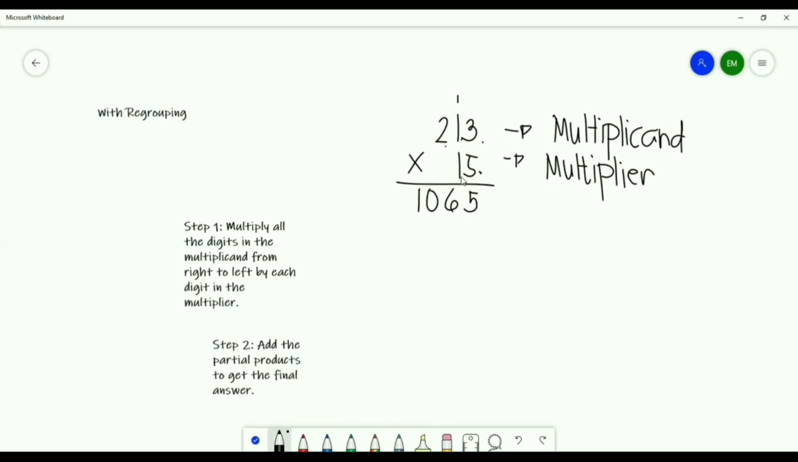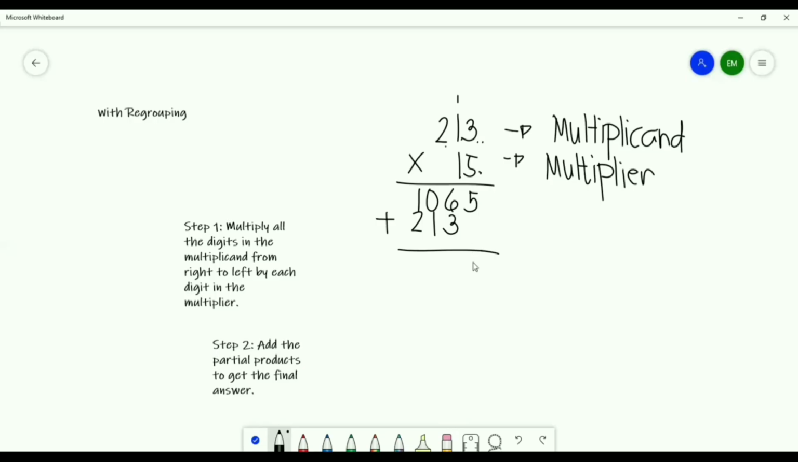Next, 1 times 3 is equal to 3. We write 3 in the tens place because our multiplier is in the tens place. 1 times 1 is equal to 1. 1 times 2 is equal to 2. Step number 2, add the partial products to get the final answer.